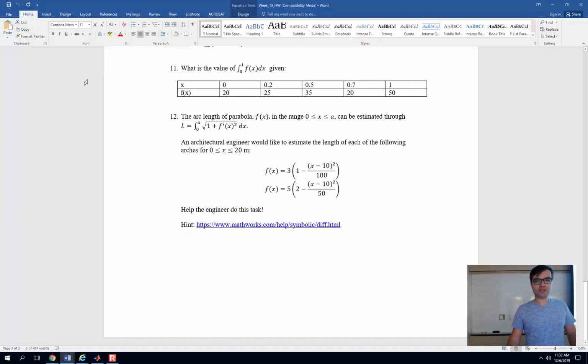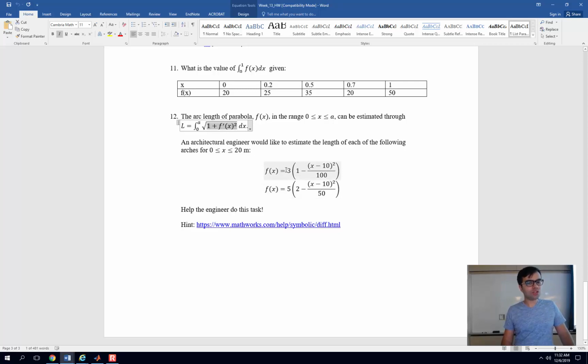All right, so this is a repeat of question number 12 because last time I didn't record it. I wanted everyone to have access to this. So what we are dealing with here is we want arc lengths of a parabola in the range of 0 to a, which is calculated through this integral. We need this function. This f prime represents the derivative. We want the lengths of that arc between 0 and 20. So we have two arcs. We need to calculate f prime, or the derivative, for each of the arcs.